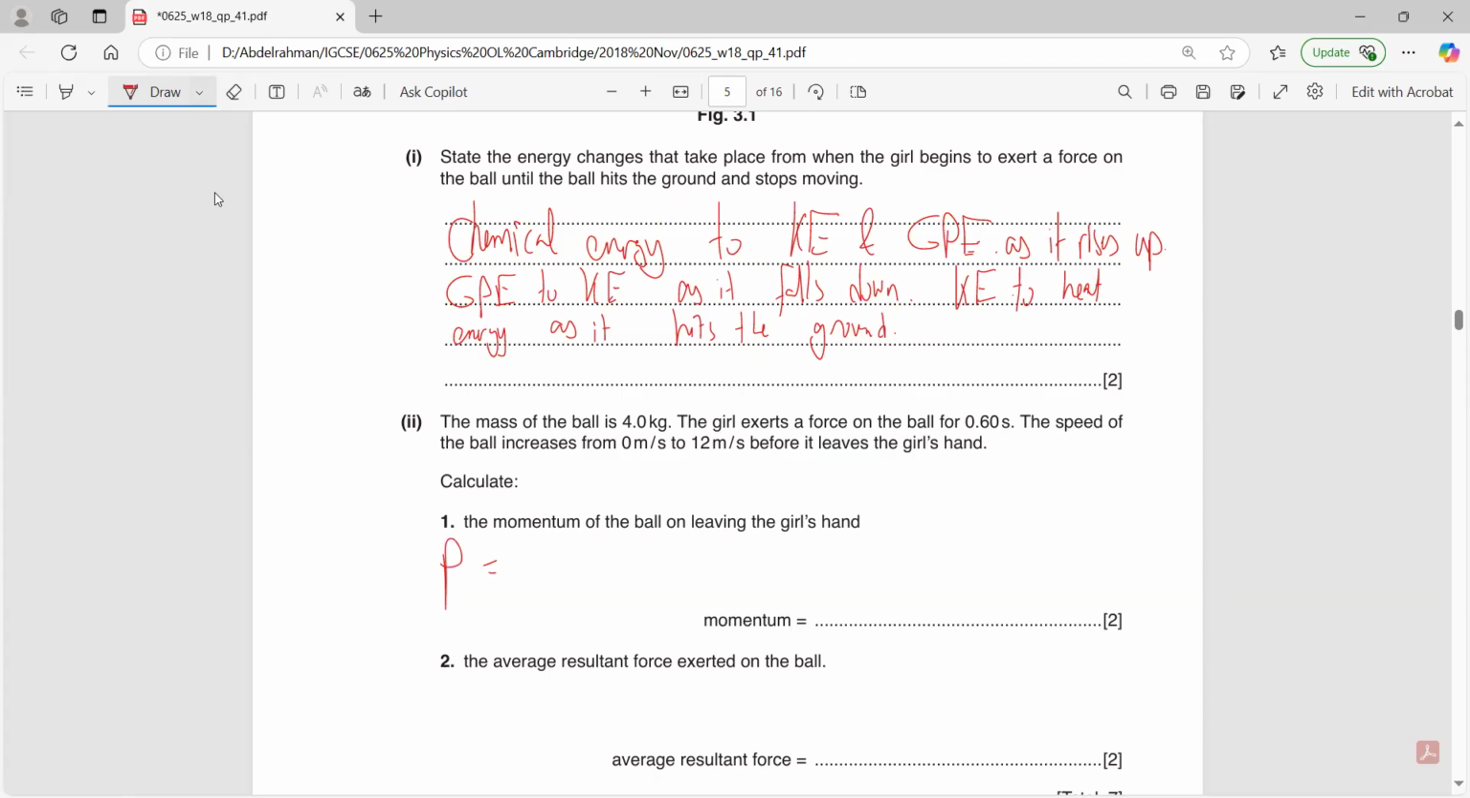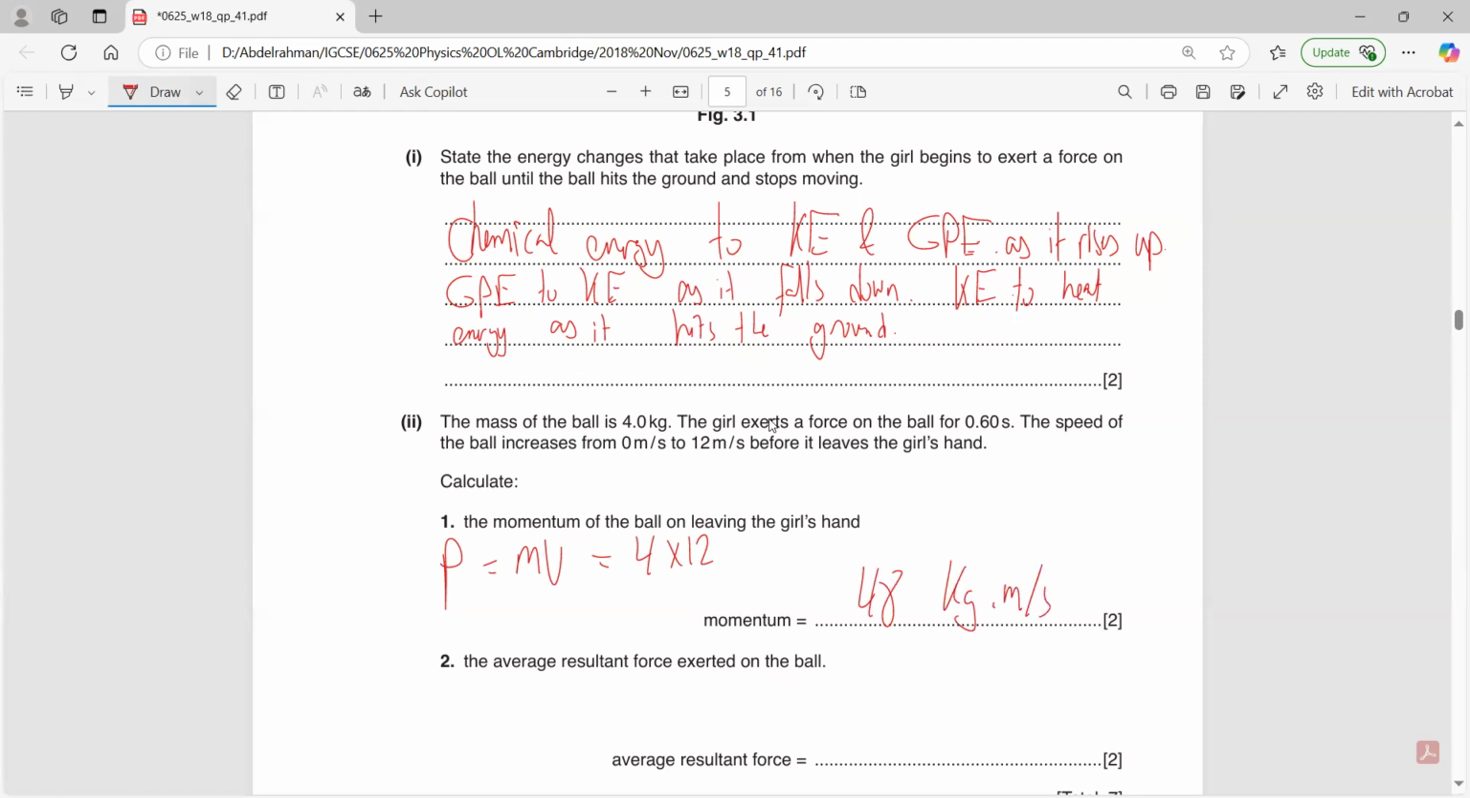P equals mv. So 12 times 4. Mass times final velocity 12, which is 48. Again, do not forget the unit, kilogram meters per second.